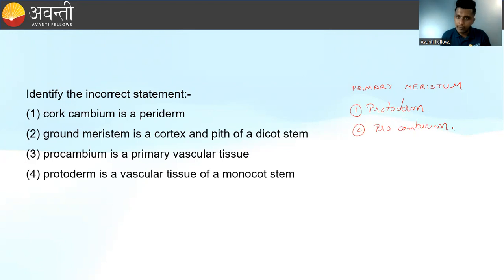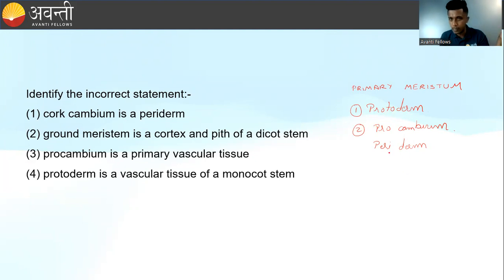Okay, and then we have peridome, procambium, and then we have the protoderm. Sorry, protoderm. Okay. So what happens is each of these meristematic tissue derivatives, when the cells are born, they differentiate into different specialized tissues, right?